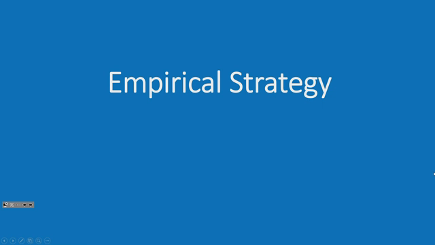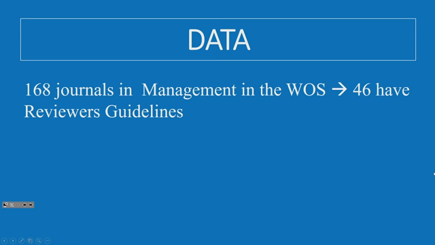So to examine this problem, we collected the reviewer guidelines from the journals included in the category of management in the Web of Science, and we found approximately 1 out of 3-4 have reviewer guidelines. At least what we were able to find.